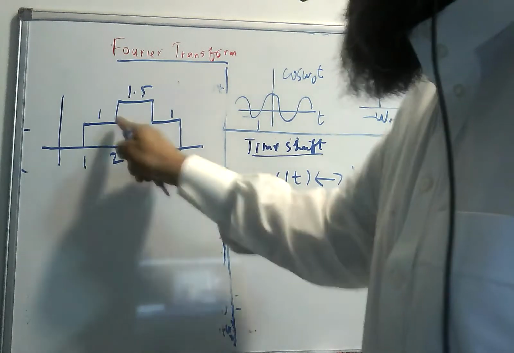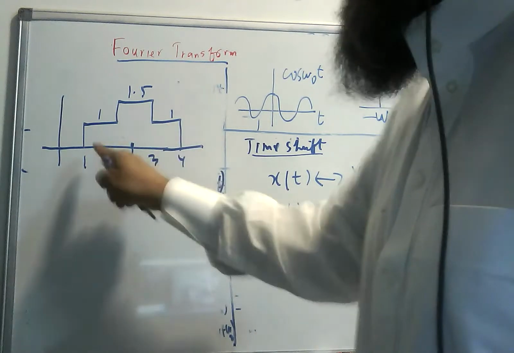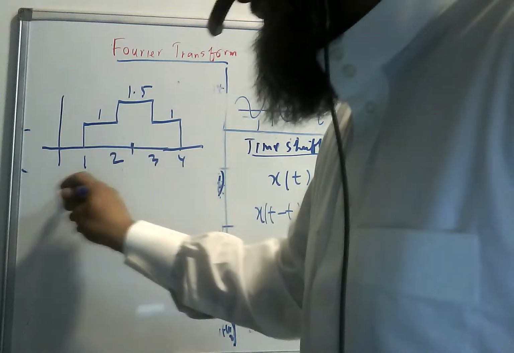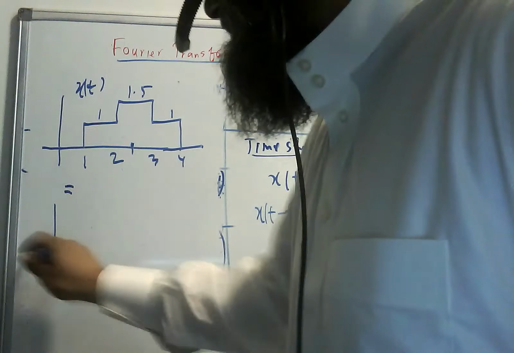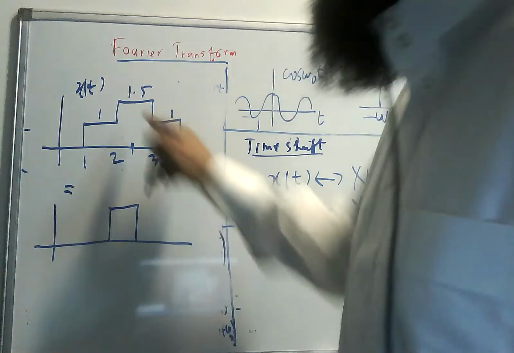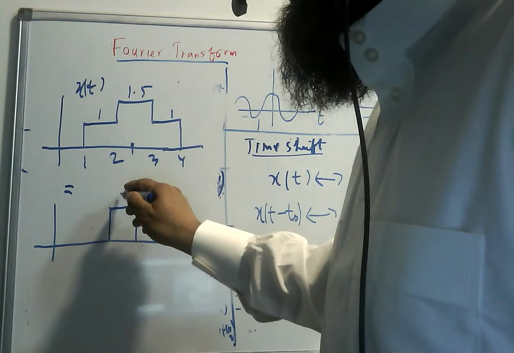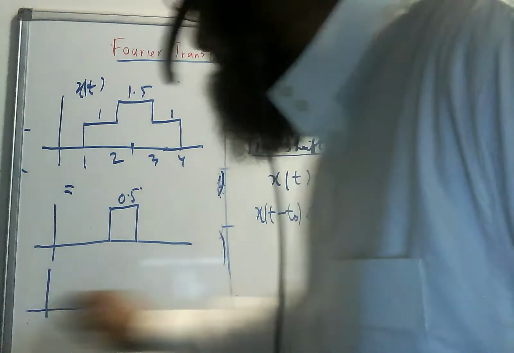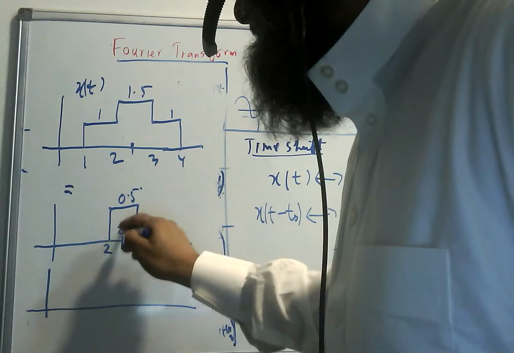As you can see, one of them is this function and one of them is this function. Both of these functions are centered at 2.5. So this x of t is equal to this rectangular function, which has an amplitude of 0.5, and it goes from 2 to 3, and the center is 2.5.